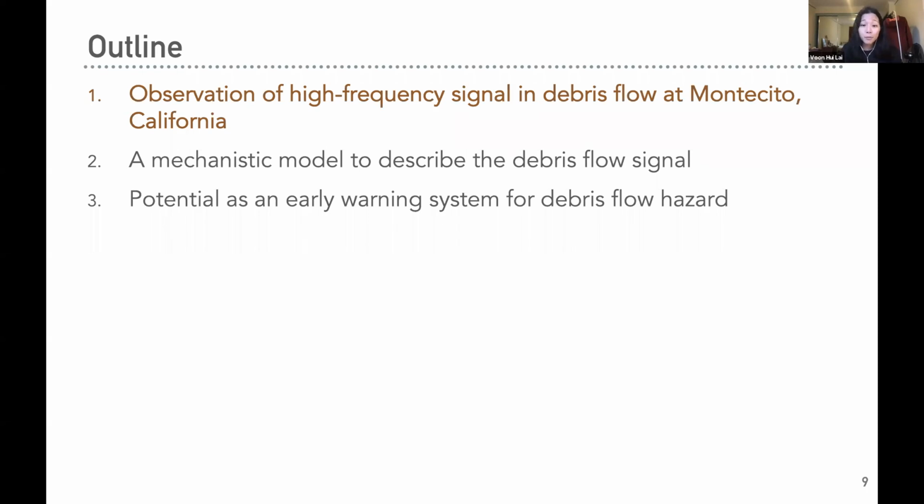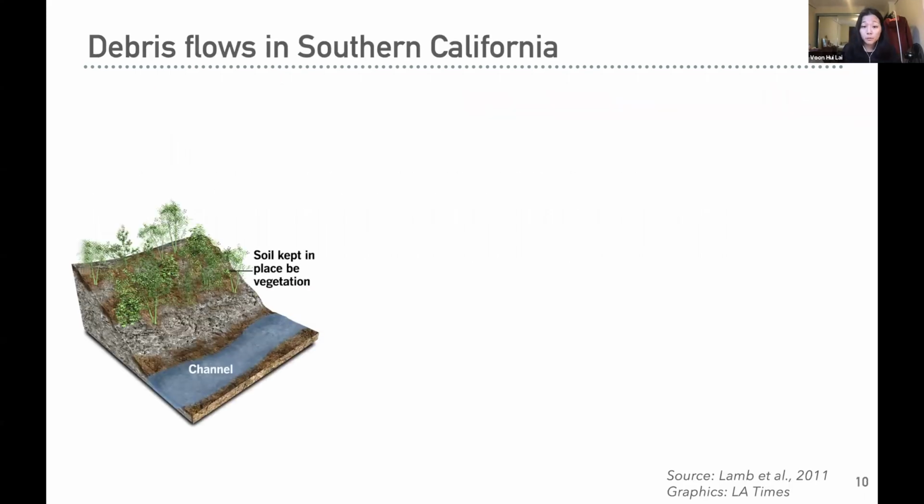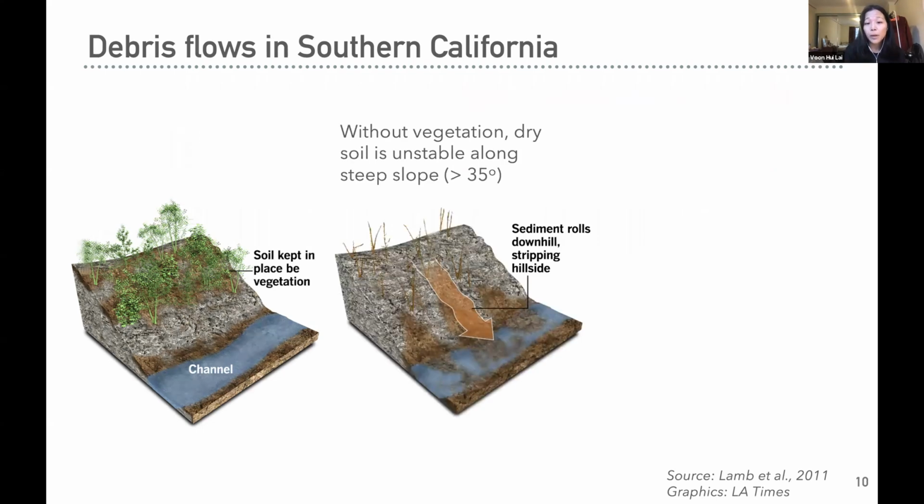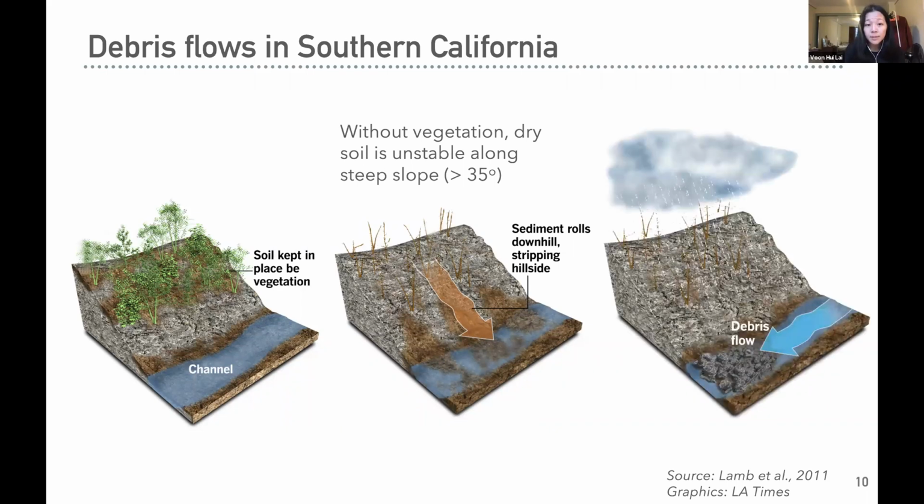So let's begin with a little bit of background of debris flow. The debris flow risk in Southern California tends to increase after wildfire. What happens is that vegetation on the steep hillsides keeps the soil intact, but when a wildfire happens, the vegetation is burned, causing the sediments to become unstable and roll off the slope and accumulate in the different river channels. And during an intense storm, water can move these sediments and initiate a debris flow.